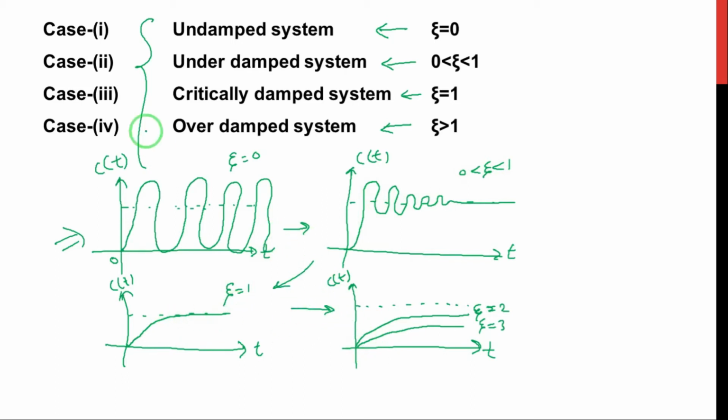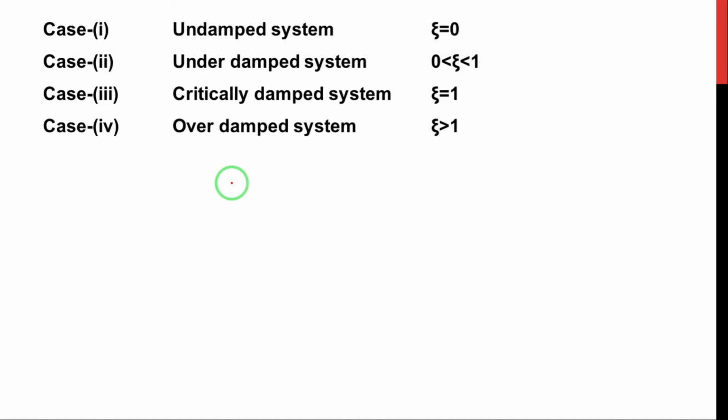This is the complete idea about the zeta value with respect to the waveforms. Okay, now we have to identify the poles of this second order system. What is the characteristic equation of the second order system? s square plus 2 zeta omega n s plus omega n square is equal to 0. Now find out the poles of this system.